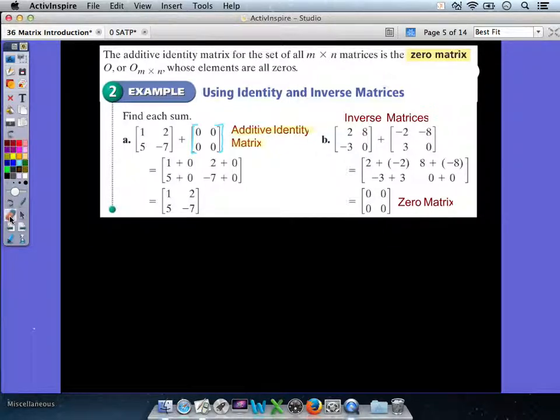Inverse matrix is just that. It's the inverse of whatever those elements are. And again, another word for inverse would be opposites. So if I'm looking at the opposites, I want my final matrix to be a 0 matrix. So when I add the positive 2 and the negative 2, I get 0. The positive 8 and negative 8, again I get 0. Negative 3 and positive 3, 0. And so I end up with a 0 matrix. So when you add inverse matrices together, you get the 0 matrix because they're opposites.